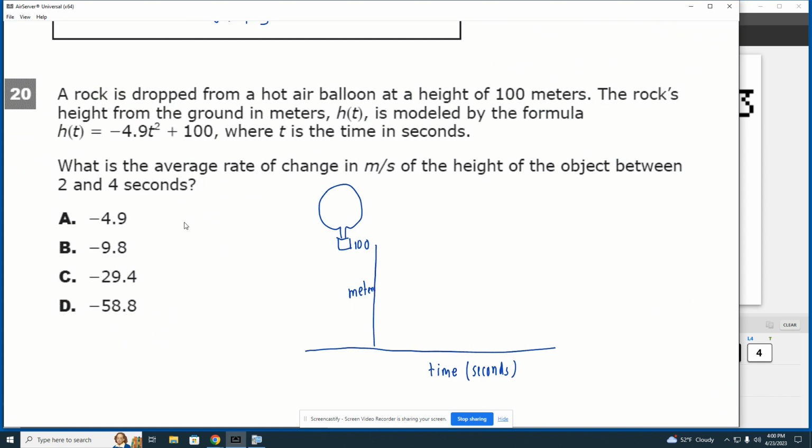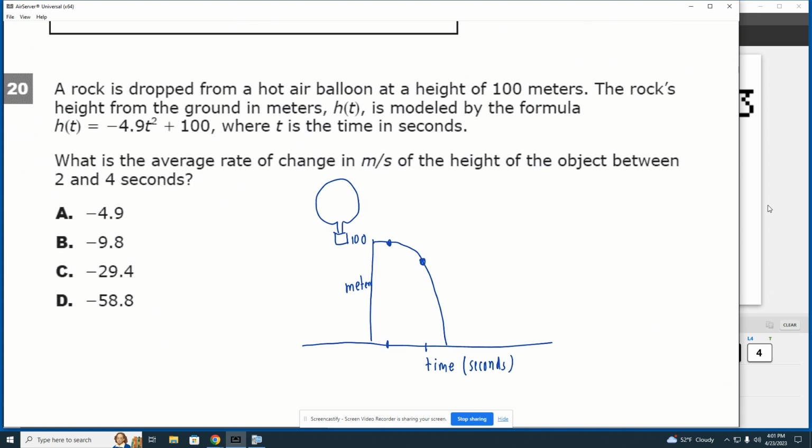All right, so I ended up doing probably a little bit more work than I needed. I just need to find, as this thing is falling, what's the average rate of change from 2 seconds to 4 seconds? Now, again, I did probably too much work. I didn't really need the drawing. But I'm going to go ahead now and explain how I'm going to find average rate of change. For average rate of change, it's slope. We're trying to find this slope right here, from 2 seconds to 4 seconds.